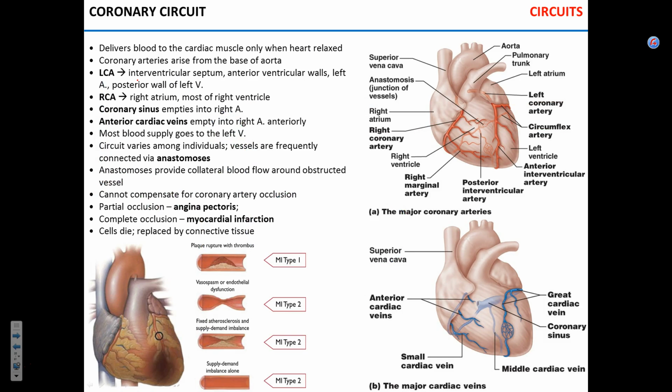Last circuit that I want to mention before we wrap it up is coronary circuit. So coronary circuit delivers the blood to only heart muscle and only when heart is relaxed, because when heart contracts it squeezes coronary blood vessels. Arteries originate at the base of aorta, and there are two coronary arteries, the right and the left. Okay, so left coronary artery supplies the left side of the heart. Right coronary artery supplies the right side of the heart.